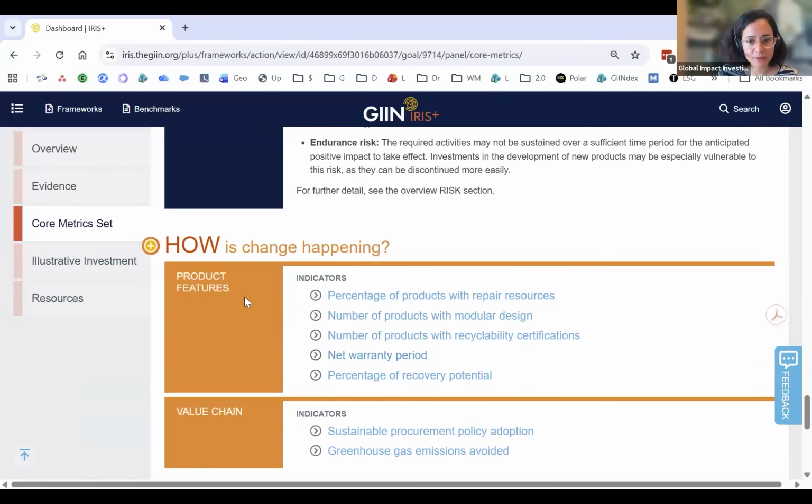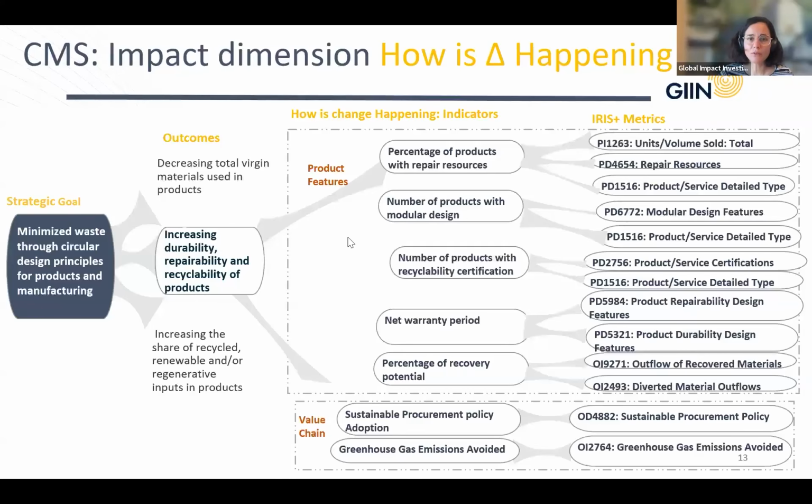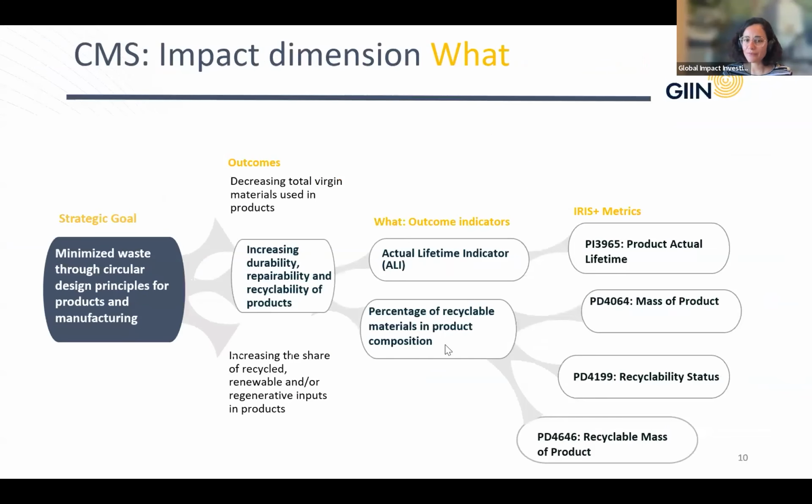And I will speak to this through the presentation a bit more, because I think that's quite important, because it gives a different approach to the topic. So whereas in the what dimension, we try to really find outcome indicators that speak to the end effect of whatever activity or process you have in place to support increasing durability, repairability, and recyclability of product. So you can think of the actual lifetime indicator.